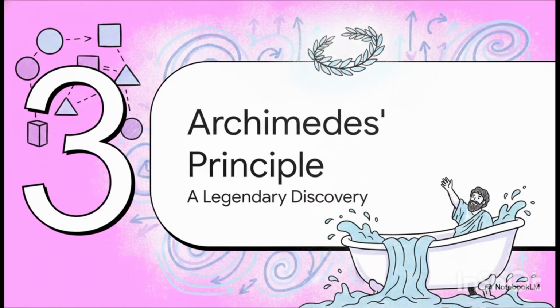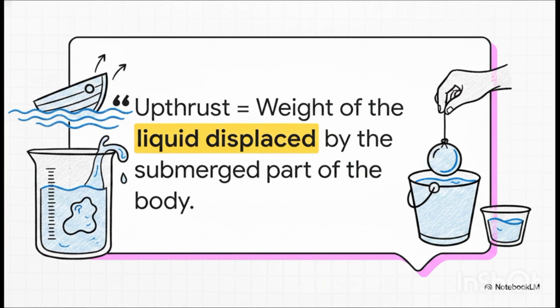Which brings us to a huge milestone in Section 3, Archimedes' Principle revealed. Here is the golden rule, straight from Archimedes himself. When a body is immersed partially or completely in a liquid, it experiences an upthrust, which is equal to the weight of the liquid displaced by it. So what does that actually mean for us?